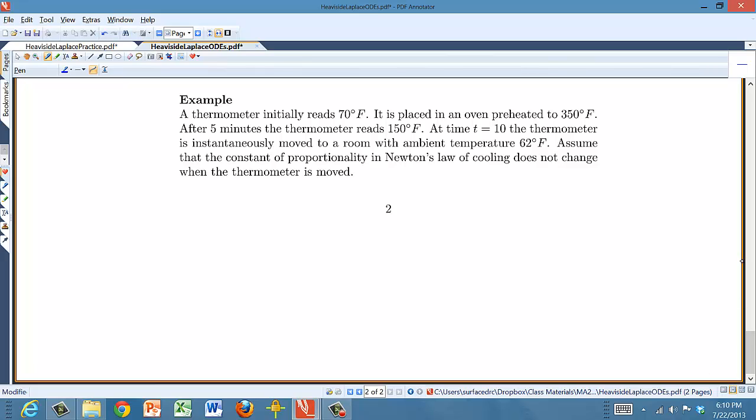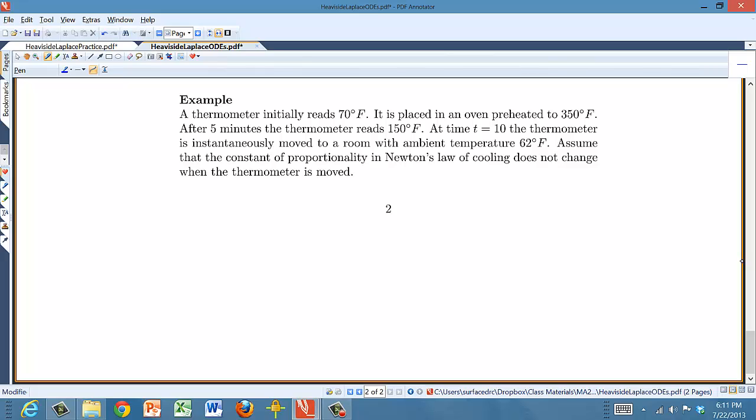Alright, let's do one more. You have a thermometer that initially reads 70 degrees Fahrenheit, and it's placed in an oven preheated to 350 degrees Fahrenheit. After 5 minutes, the thermometer reads 150 degrees Fahrenheit, and at time t equals 10, the thermometer is instantaneously moved to a room with an ambient temperature of 62 degrees Fahrenheit. Assume that the constant of proportionality in Newton's law of cooling does not change when the thermometer is moved.